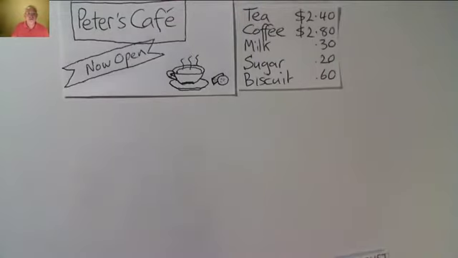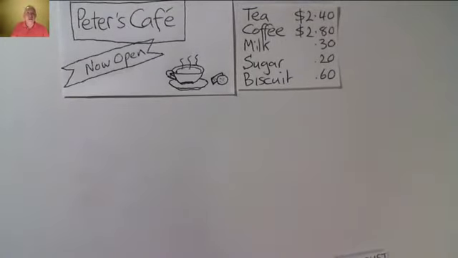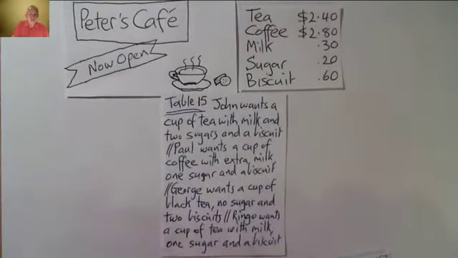On our first day or first few days of service, we got in the back of the counter from the waiter, he'd written down a bill or an order for a table, and he's written it very nicely, and he's basically putting all the information that we need to provide table 15 with some cups of tea and coffee. And it says John wants a cup of tea with milk and 2 sugars and a biscuit. Okay, that sounds simple enough.